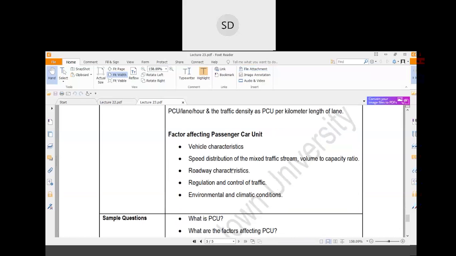There are different factors which affect the passenger car unit, like vehicle characteristics, speed distribution, roadway characteristics, regulation and control of traffic, and environmental and climate conditions. These are the different factors which affect the passenger car unit.